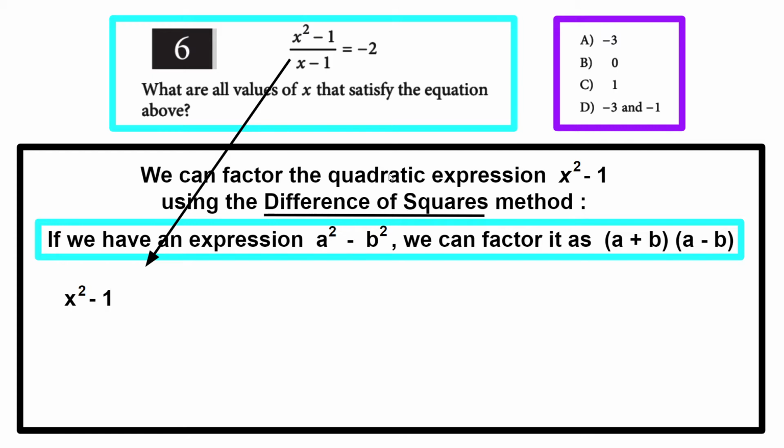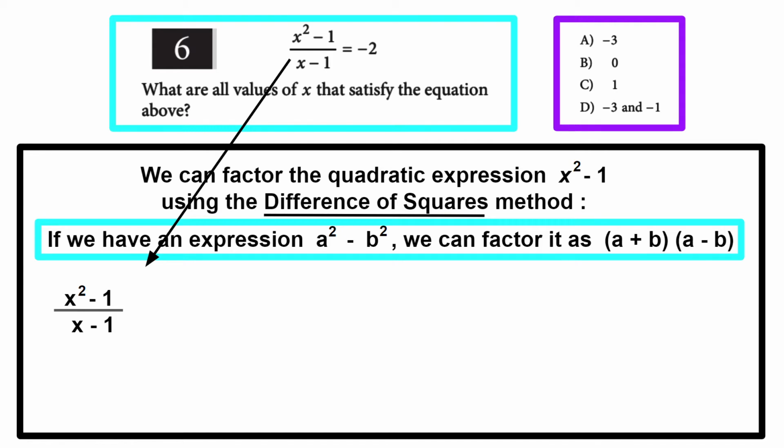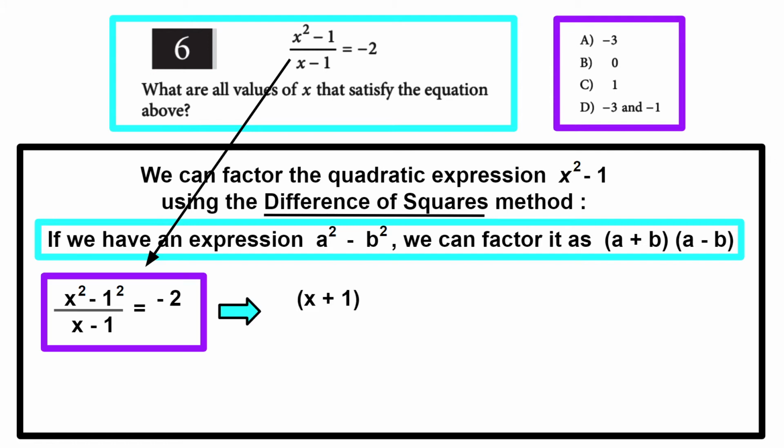So let's bring our expression down here: x squared minus 1 divided by x minus 1 equals negative 2. And we can rewrite 1 as 1 squared because 1 squared equals 1. They're equal to each other. So now we have the expression in a squared minus b squared form. So we can rewrite x squared minus 1 squared as x plus 1 times x minus 1, divided by x minus 1 equals negative 2.